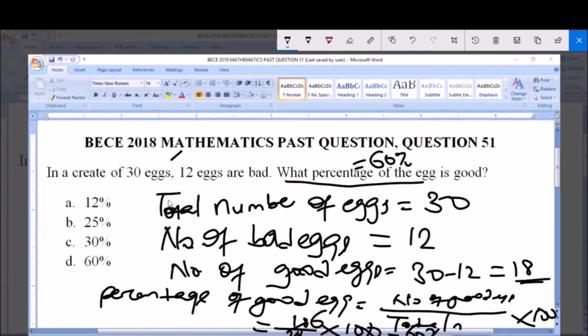Now from the options, option A says 12%, which is wrong. B says 25%, which is wrong. C says 30%, which is wrong. And D says 60%, which is correct. So option D is the correct answer.